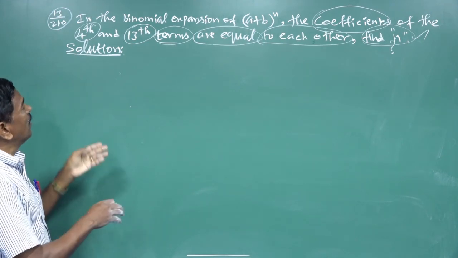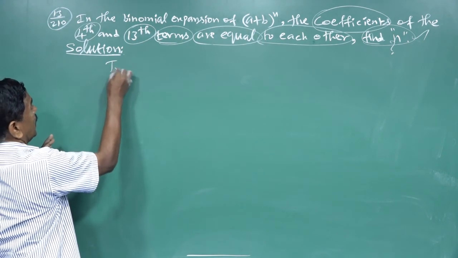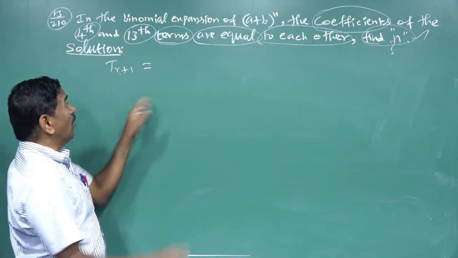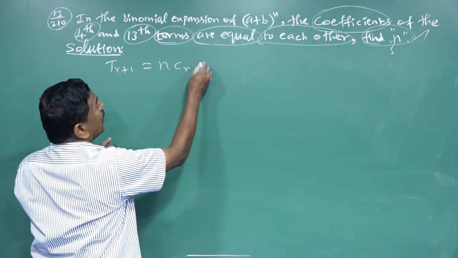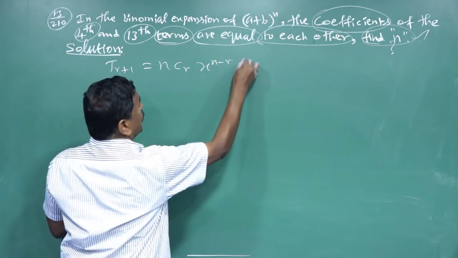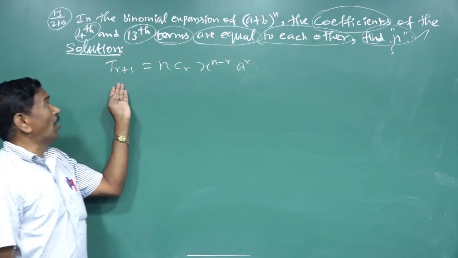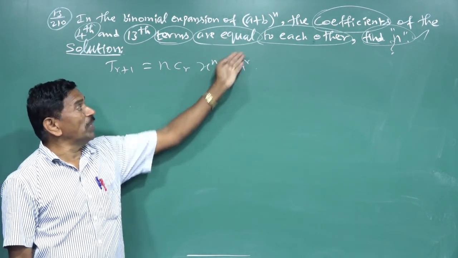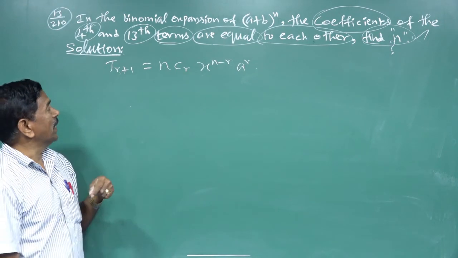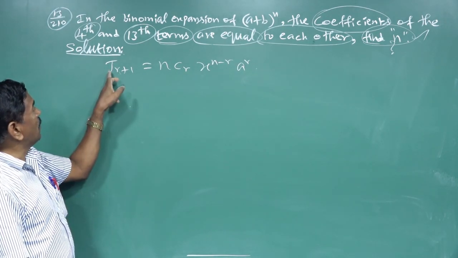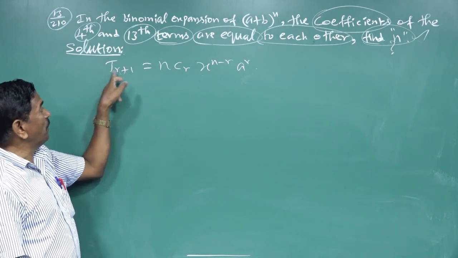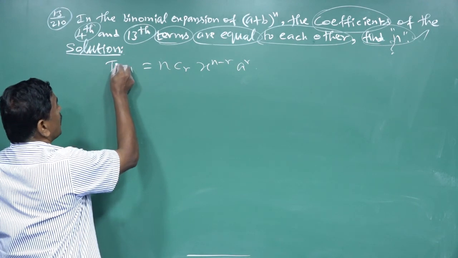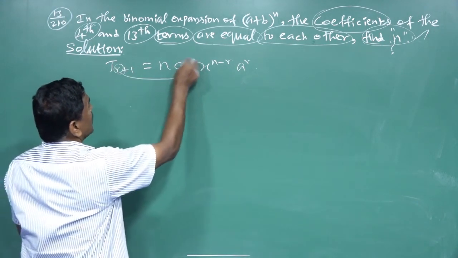We know that the general term T(r+1) is equal to nCr into x^(n-r) into a^r. Now listen to the technique. Here the coefficient of T(r+1) is given by nCr.